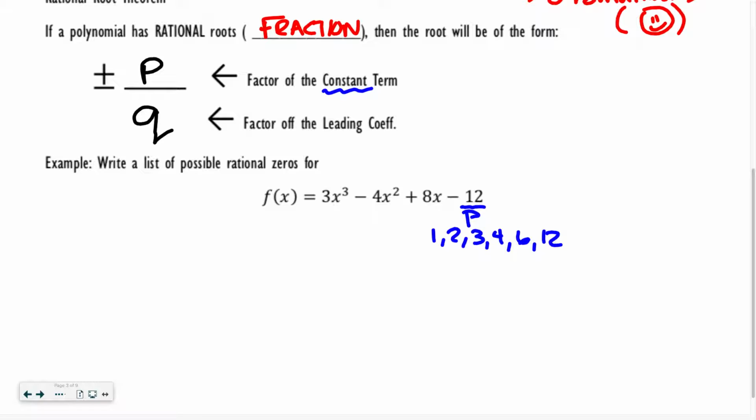And then I have to find my q's, which are factors of the leading coefficient. Remember, that's at the front of your polynomial in standard form. So my leading coefficient is 3. What are factors of 3? 1 and 3.